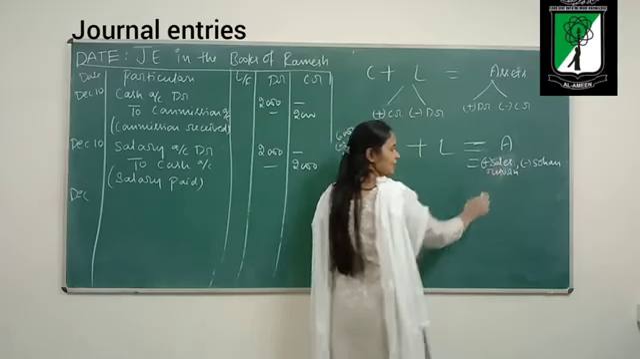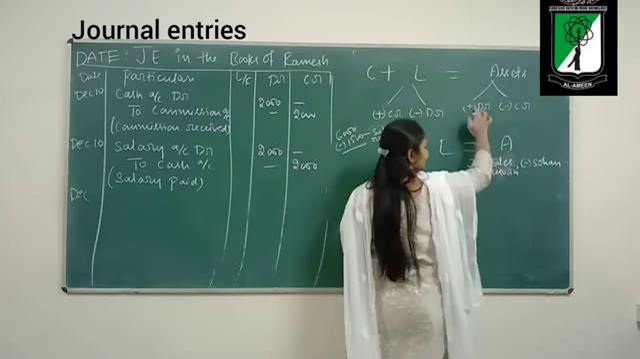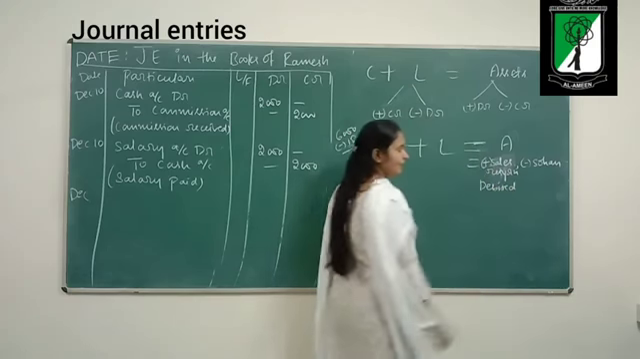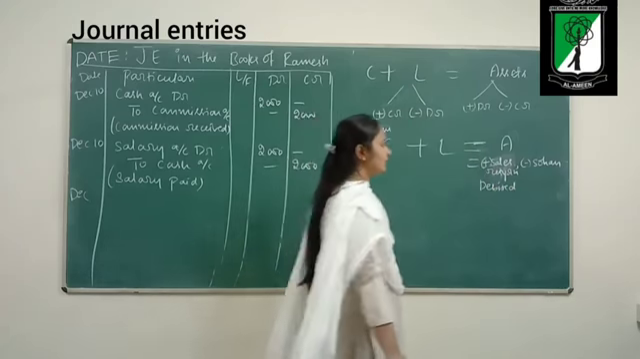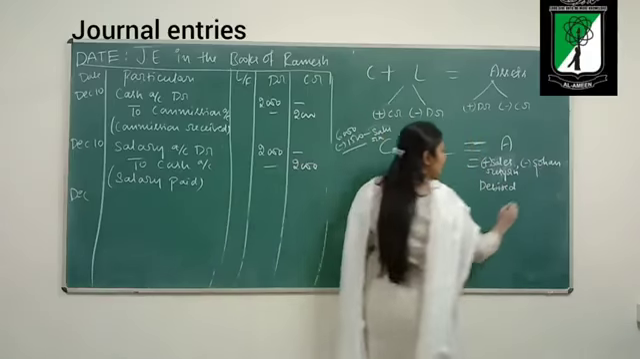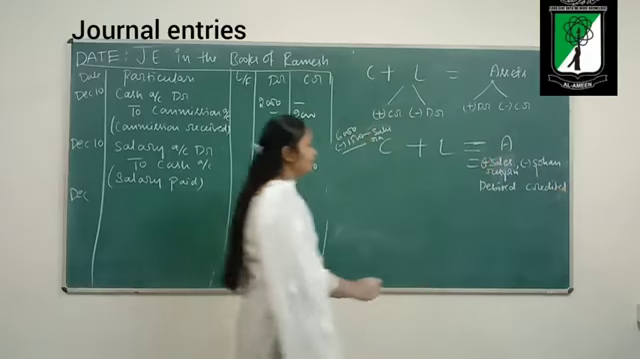Sales return is he is returning goods. Goods is an asset. So increase in asset should be debited. So sales return should be debited. Sohan is also an asset. He is a debtor. So decrease in asset should be credited. So what should be my journal entry?